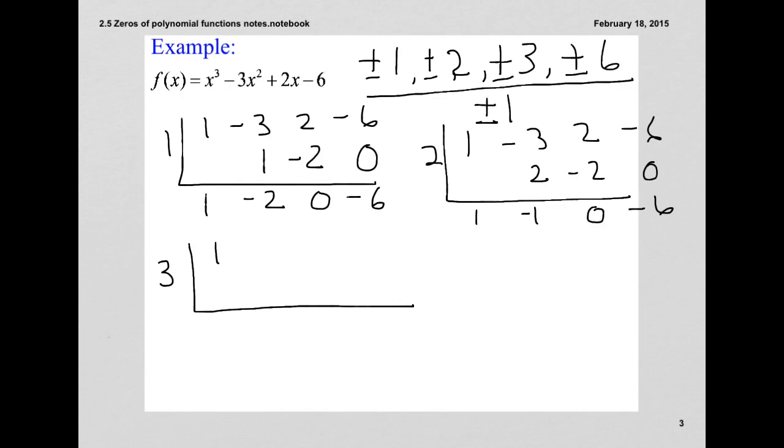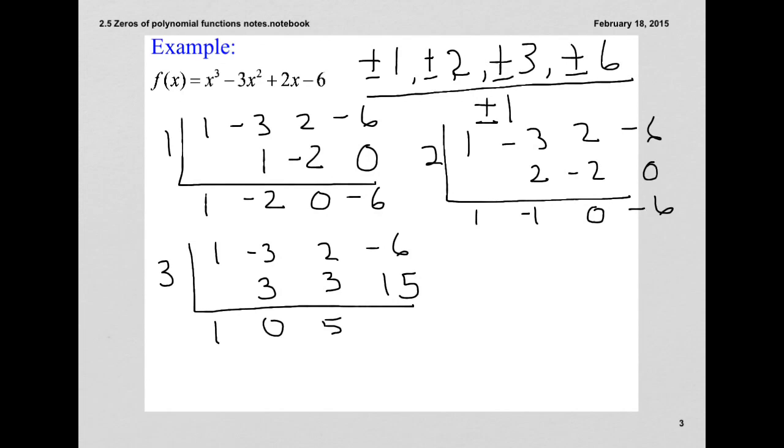That gives me 1, negative 3, 2, negative 6. Okay, I bring down the 1. 1 times 3 is 3. Negative 3 and 3 is 0. 3 times 0 is 3. 2 plus 3 is 5. 3 times 5 is 15.